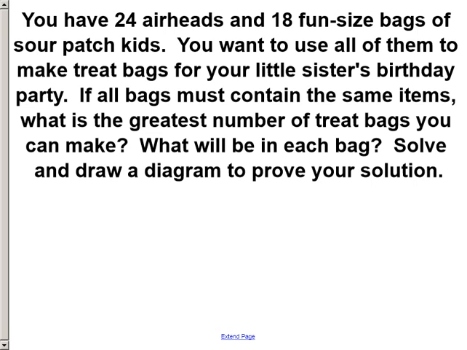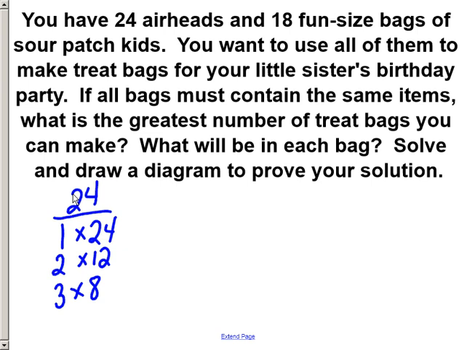So I might start thinking about, well, what would work for this? And I might start with the 24 and say, well, I could do 1 in each bag and have 24 bags. Or I could do 2 in each bag and have 12 bags. I could do 3 in each bag and have 8 bags. I could do 4 in each bag and have 6 bags. And thinking about it going the other way, I could do 6 in each bag and have 4 bags, 8 in each bag and have 3 bags, 12 in each bag and have 2 bags, or 24 in each bag and have 1 bag. So those are my options for how I could split up my Airheads and have nothing left over and have the same thing in every bag.